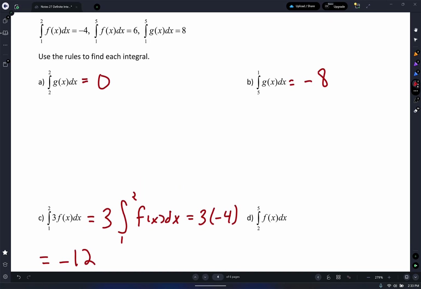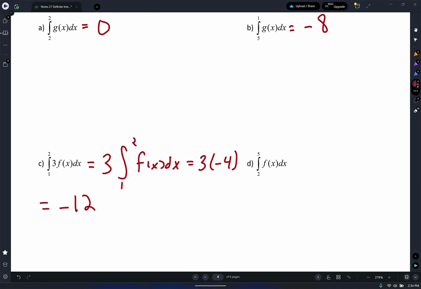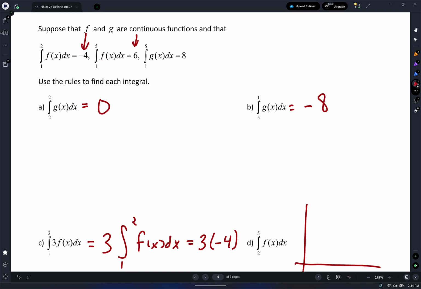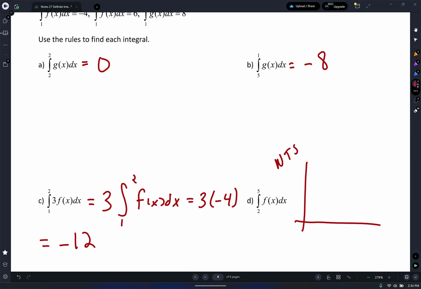All right. Look at this next one. Don't freak out. It says from 2 to 5. I don't know if I can figure that out. Look, guys, let me draw a picture for you. Warning, I'm not drawing this picture with a negative 4 and 6. I'm just drawing a picture for conceptual reasons. So I'm going to put NTS, which stands for not to scale. It doesn't even matter.